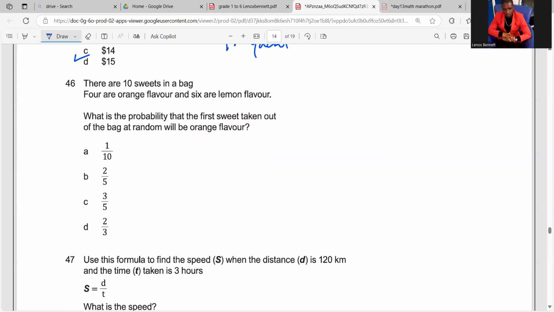There are 10 sweets in a bag, and I know everyone should get this, because we just recently finished it, and I probably posted a video on it as well. There are 10 sweets in a bag. 4 are orange flavor and 6 are lemon flavor. What is the probability that the first sweet taken out of the bag at random will be orange flavor?